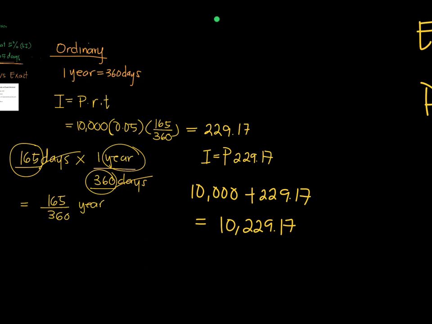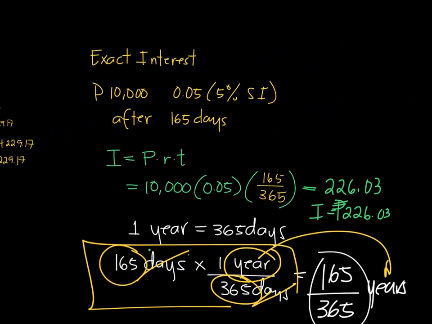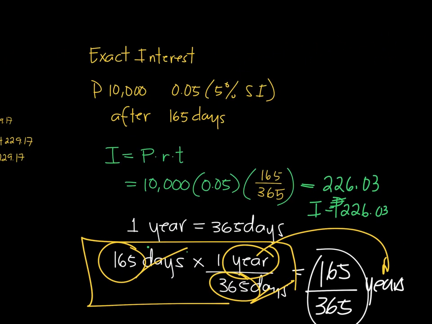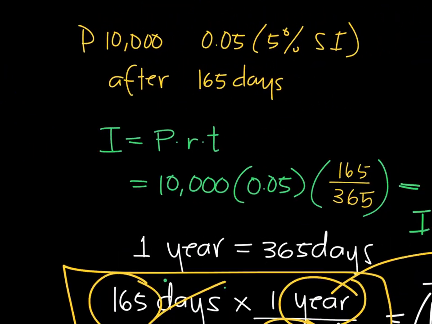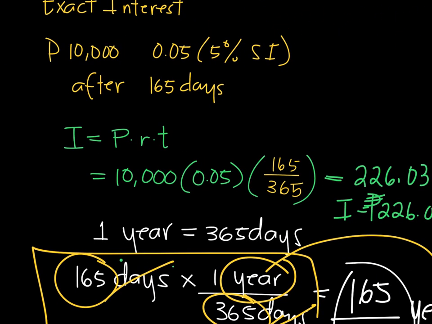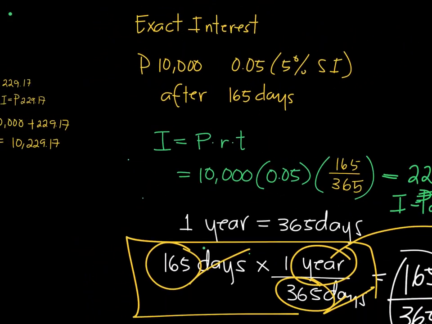Ordinary, 360 for 1 year, while for the exact interest, 1 year is 365 days. Apply the formula as usual. Place in the numbers. Make sure that you write the proper converted number, like 165 over 360 and 165 over 365. Then compute and you're done. Okay, so that's exact interest and ordinary interest.